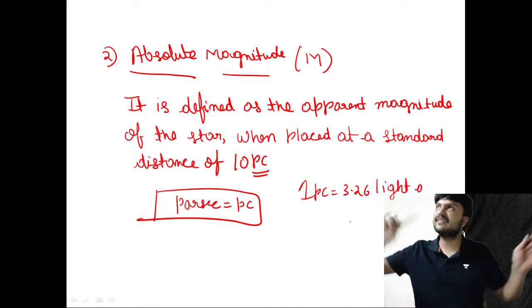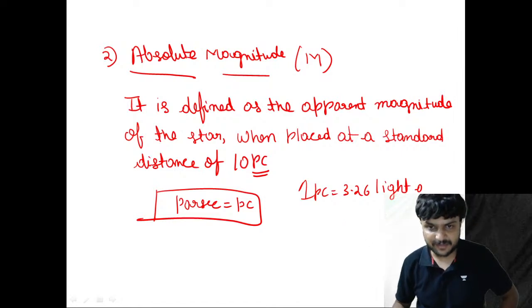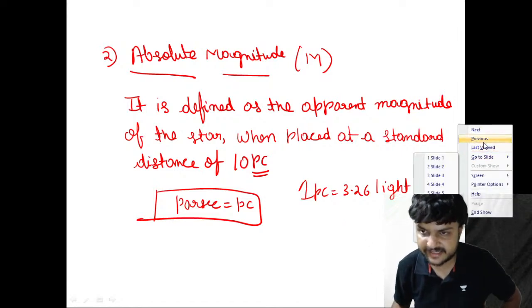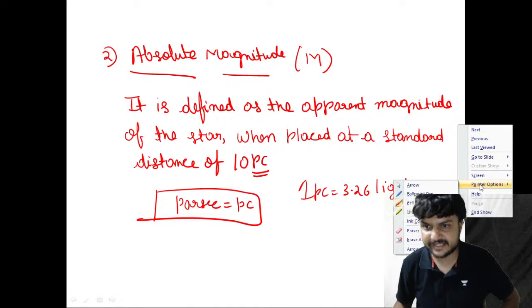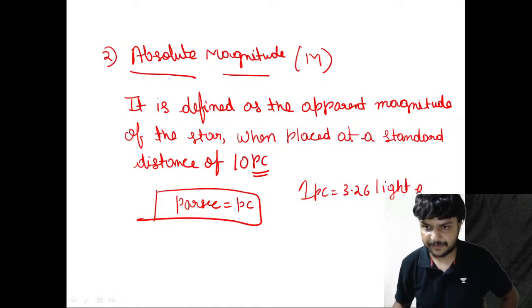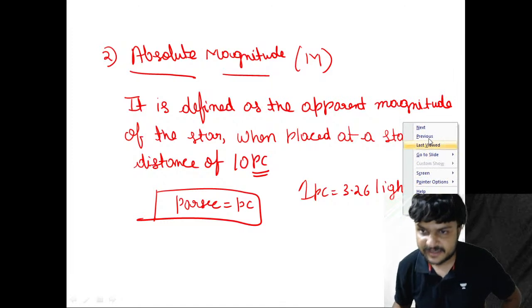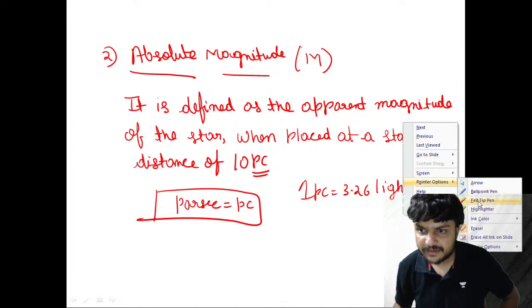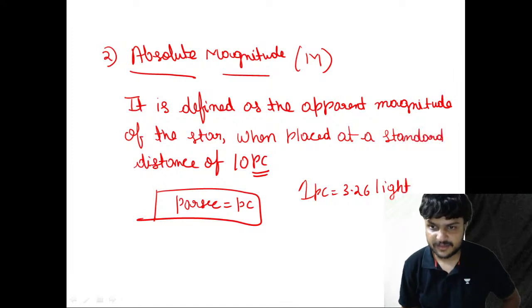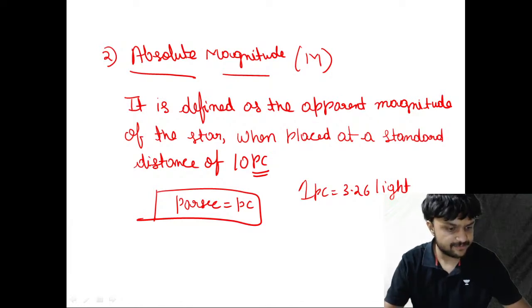So what we are saying, the stars which are far away, we are bringing them to a standard distance of 10 parsecs, and we are defining it as absolute magnitude. Okay, so where is that one? Distance of 3.26 light years.